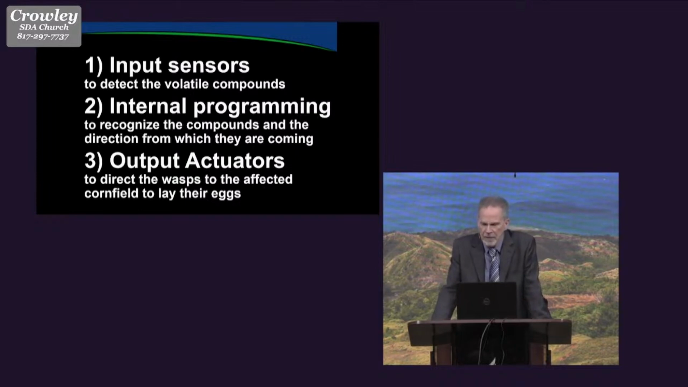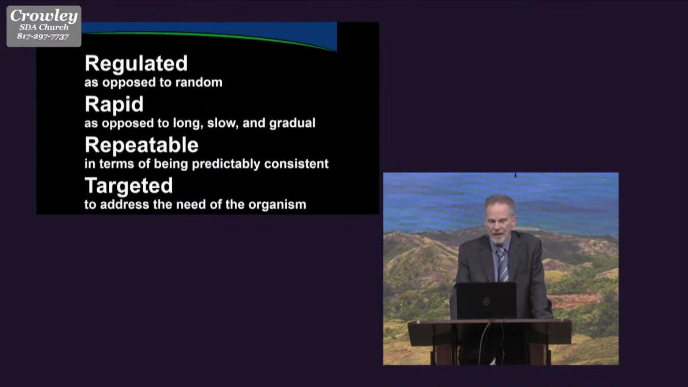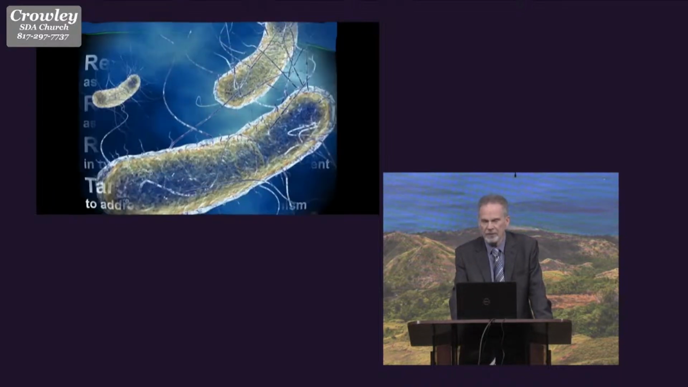Are you kidding me? 3-stage organic pest control systems do not self-assemble by random, unguided, mutated processes. They don't. And the farmers in Kansas will tell you that. Numerous successive slight modifications, regulated, rapid, repeatable, and targeted. Well, I have one more, but I'm looking at the clock, and I'm hoping that we can get through this.